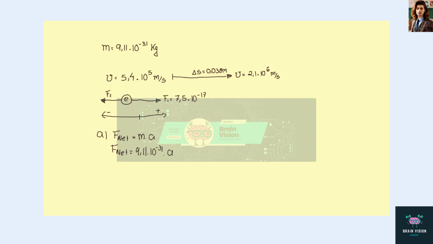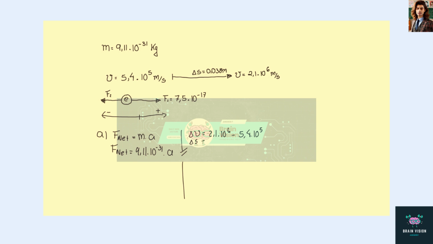Now, we have to determine what is the acceleration. And how can we do that? Well, take a look at the data. So the electron goes from 5.4 times 10 to the 5th meters per second to 2.1 times 10 to the 6th meters per second. Then the variation in the velocity is 2.1 times 10 to the 6th minus 5.4 times 10 to the 5th. And this happens while the electron was traveling a distance of 0.038 meters. So all we know is delta V and delta distance.